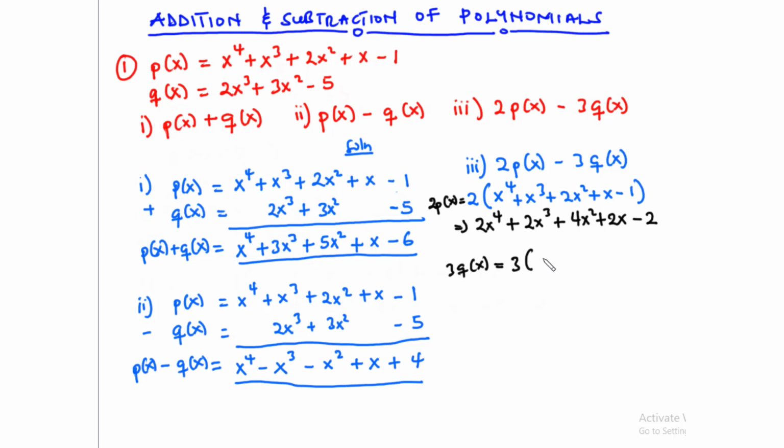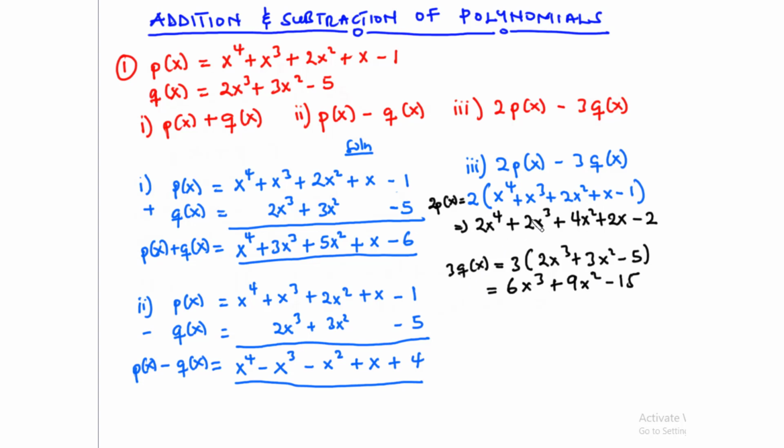k of x is 2x cubed plus 3x squared minus 5. So we are going to multiply 3 across. Now 3 times 2 is 6, so we have 6x cubed. 3 times 3 is 9, we have 9x squared. And then 3 times -5 is -15. So this is 3 times k of x.